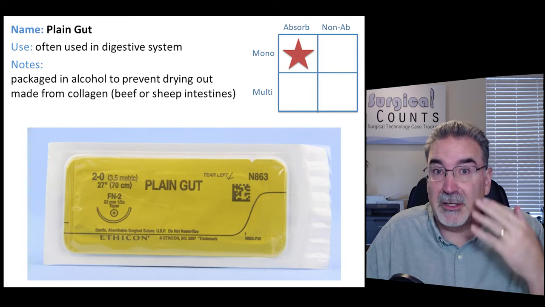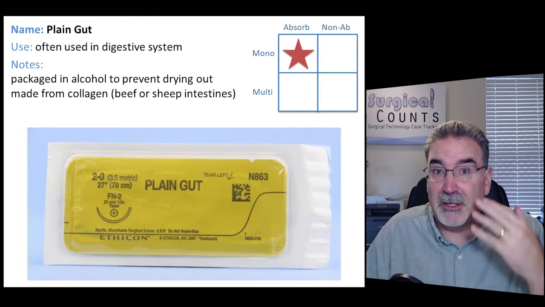Another type of suture is PDS suture, or PDS II in this case. So PDS just defines the type of chemical, the type of plastic that makes it up. So different types of plastic, different polymers make up different types of sutures, and PDS is one of those types of sutures. Now, one of the neat things about the suture packaging is that it'll often tell you what you need to know about it. Here it says monofilament, and here it says absorbable. So PDS is a monofilament absorbable suture, and you can find that right on the packaging.